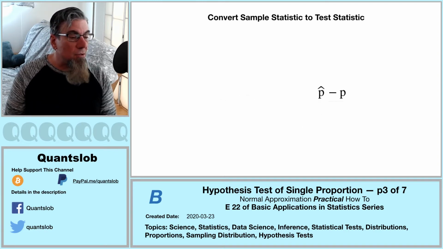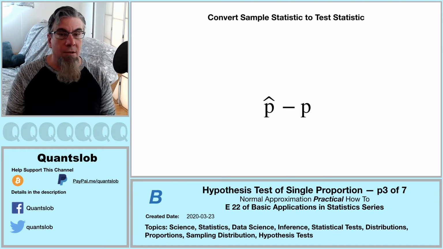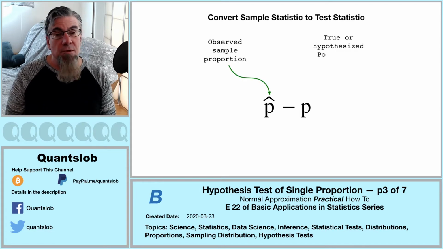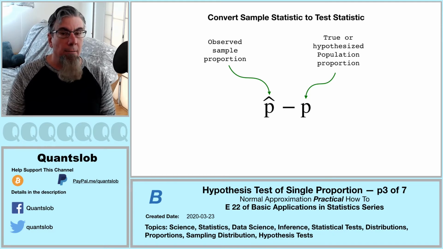So let's start by zooming in on the numerator on the right-hand side, the top of the fraction. So what do we see here? What is this? Well, very simply, it's a difference between two quantities. We have our observed sample statistic proportion minus our hypothetical value of the population proportion, or the value of our population proportion under the null hypothesis.